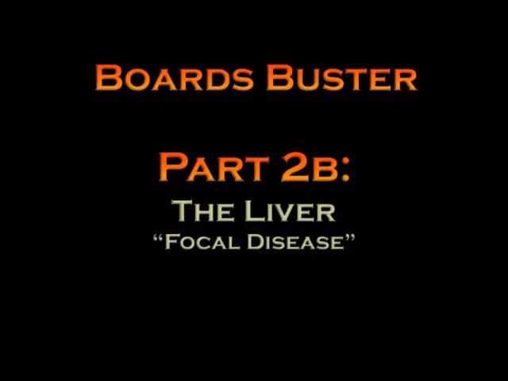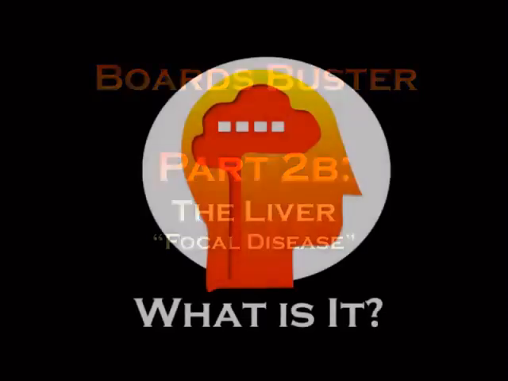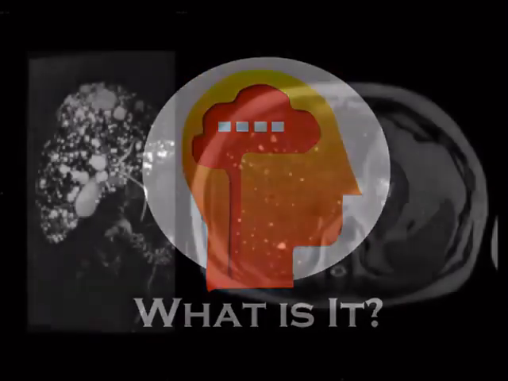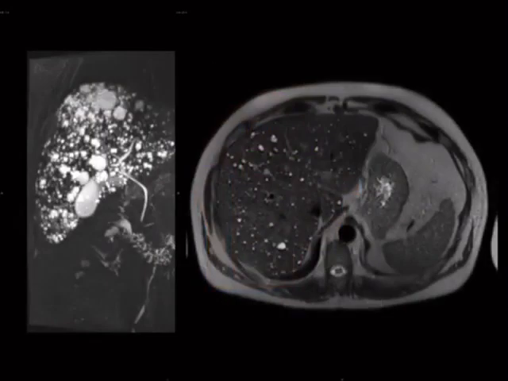So here we go. This is part 2. Finished the diffuse process, and now we're going to move on to some focal disease. First case, remember, here's the strategy. What's the gamesmanship? What are the sequences? What's the cut through? Why are you showing me this?